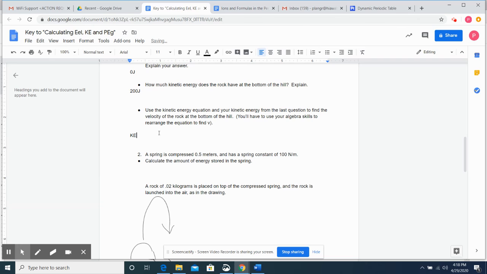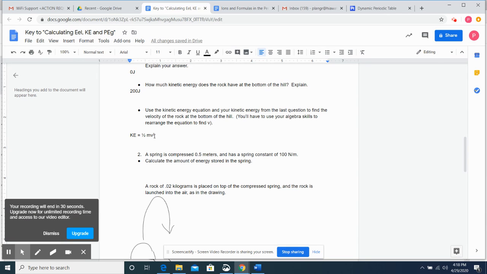Kinetic energy equals 1/2 mass times velocity squared. And if you want to write an exponent in Google Docs, you highlight it, you press Control period, and it will be an exponent, and I'm going to press Control period again to make my letters big again. So 1/2 mv squared. Now, I'm going to rearrange that equation. So kinetic energy equals 1/2 mv squared.